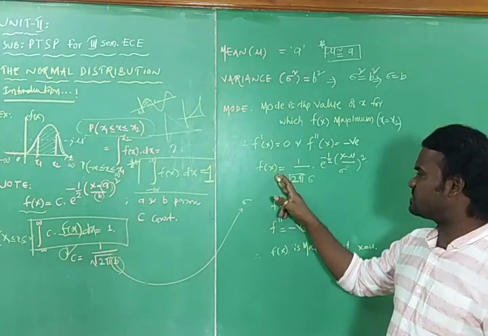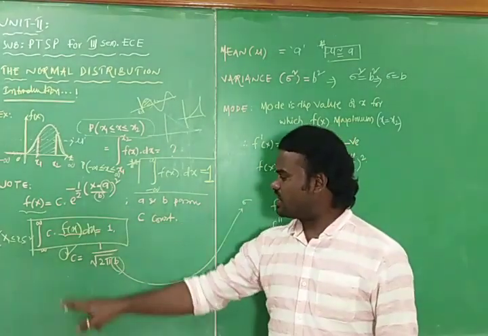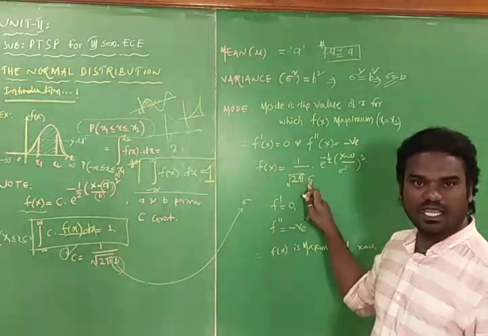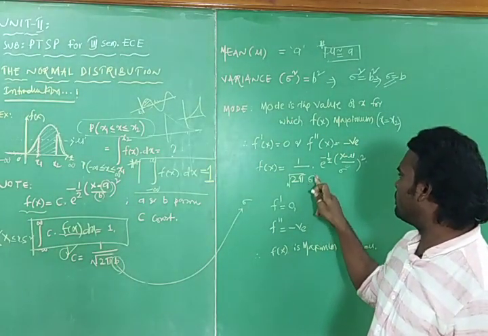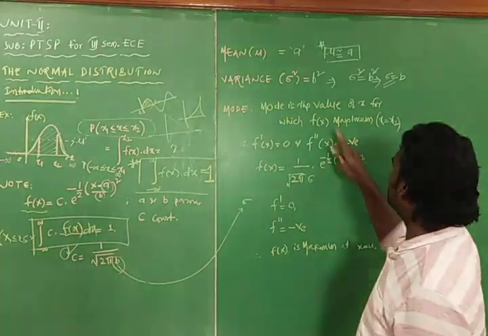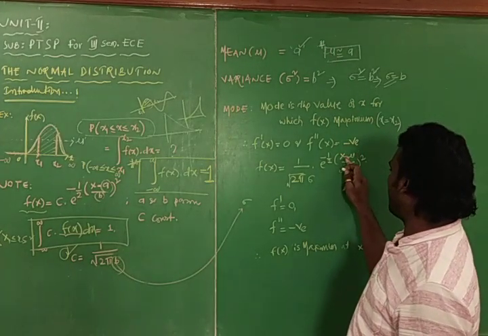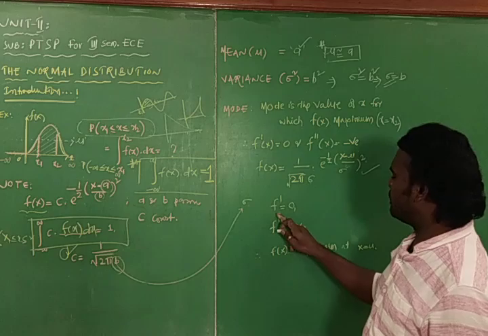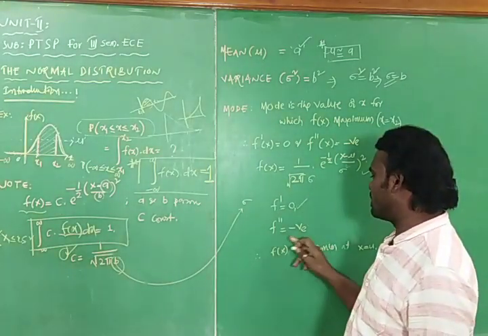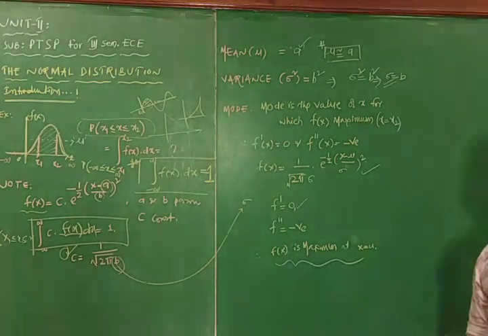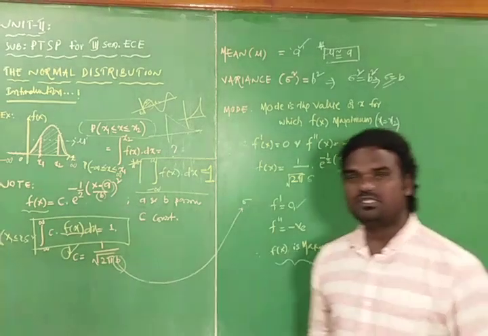Substitute the value: c equals 1 by 2 pi, b is nothing but sigma here, so I can write f of x equals 1 by under root 2 pi into sigma, into e to the power of minus 1 by 2, into x minus a, which is mu, by b, which is sigma, whole square. If you do the first differentiation, that will be 0, and the second differentiation obviously gives a negative value, so f of x is maximum at x equals mu. Likewise, you can go with various cases to find the modes of operation of the normal distribution.